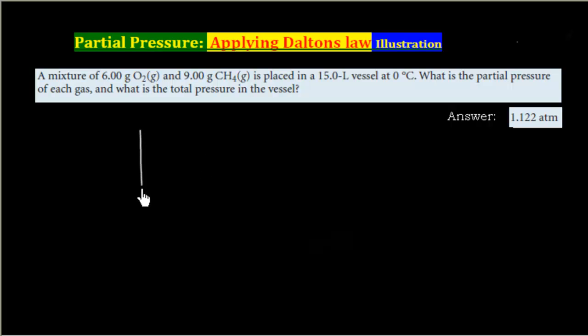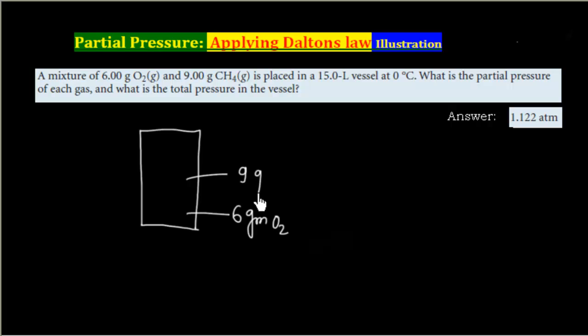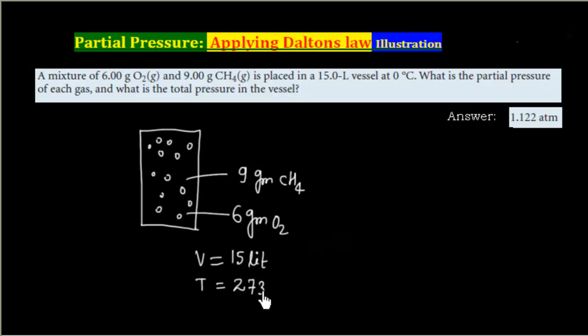So we have been given a vessel, and this vessel contains 6 gram oxygen and 9 gram of methane. Both are gaseous, and the volume of vessel is 15 liter, and temperature is 273 plus 0, that is 273 Kelvin.